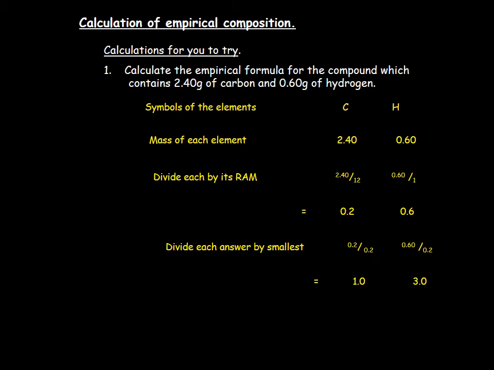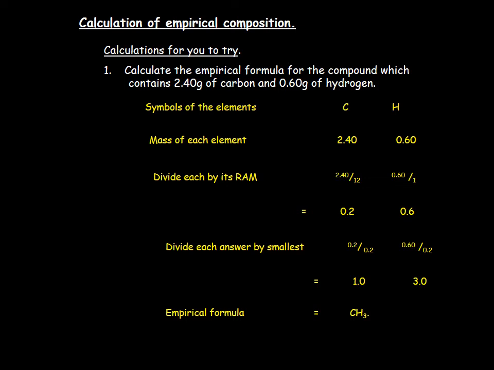Then we divide by the smallest. In this case, there are only two, so the smaller of the two, which is 0.2. And that gives us 1 for carbon and 3 for hydrogen. So as you probably would be able to guess by now, it's CH3. Because we got an answer of 1 for carbon, that means 1 atom of carbon. We got an answer of 3 for hydrogen, therefore 3 atoms of hydrogen.